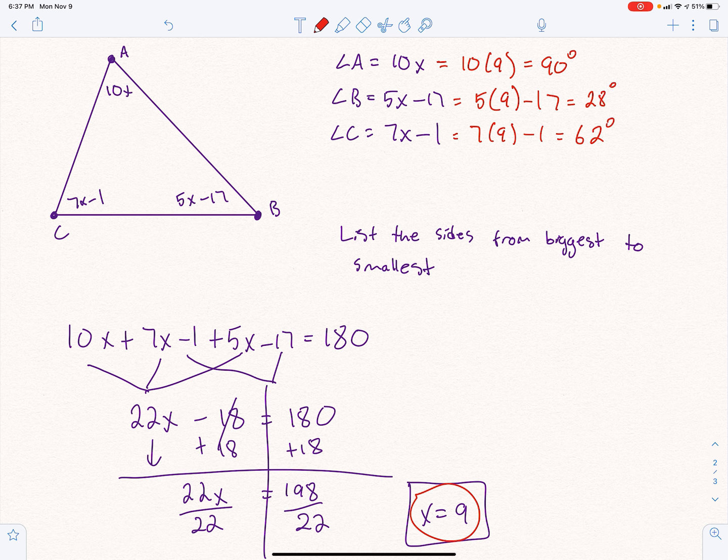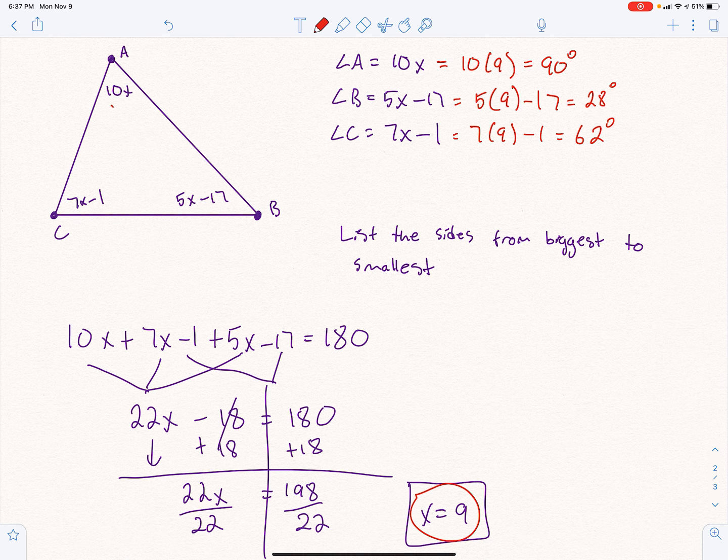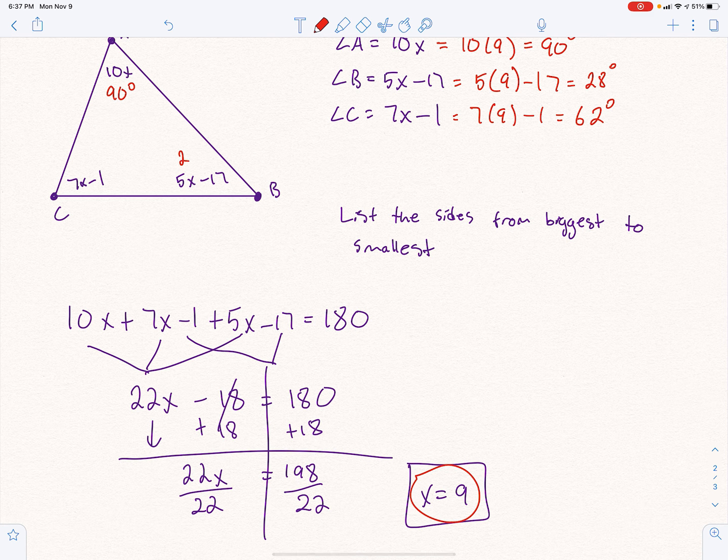Alright, so now we got our three angle measures. Now we can put those into our triangle. So angle A, we know now, is 90 degrees. We know angle B is 28 degrees. And we know angle C is 62 degrees.